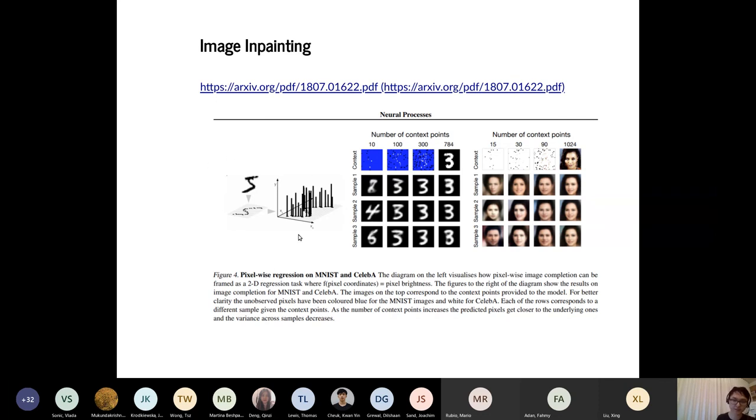This is an example of doing a kind of 2D regression. The two features you have are the X coordinate and the Y coordinate of the image, and what you're trying to predict is the intensity. So this is a pretty good illustration of it.